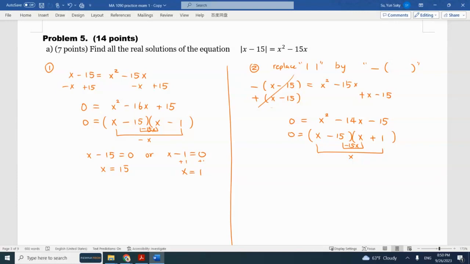This example, the numbers are so nice, you can factor on both sides. But in the exams, maybe on one side you can factor it, and on the other side you have to use the quadratic formula. Okay. So here we set each factor equal to 0 and we solve for x. So x is 15, and here we subtract 1, so x is minus 1.